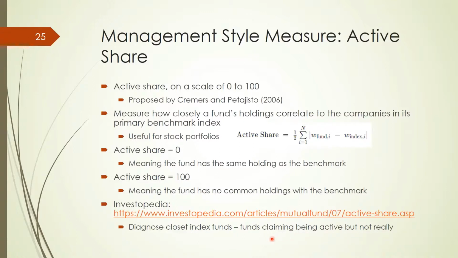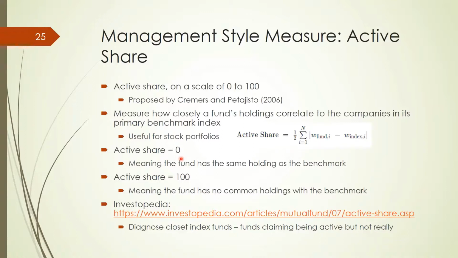Basically, it tells you how different or similar the holdings of the fund are relative to the holdings of the benchmark index. It's defined as the sum of the absolute deviation of the weight of the fund in a given security relative to the weight of that security in the index portfolio. Any deviation is signed as positive, and this is the total deviation across all n securities divided by 2.